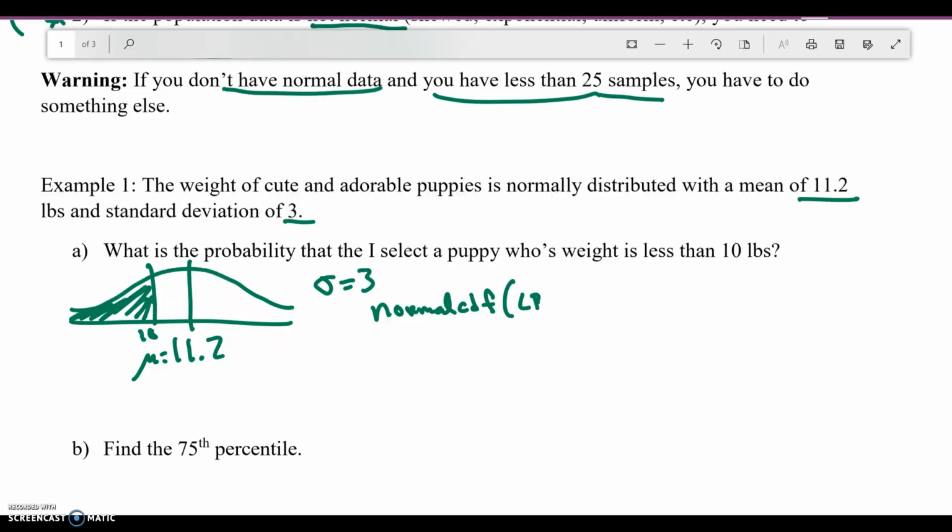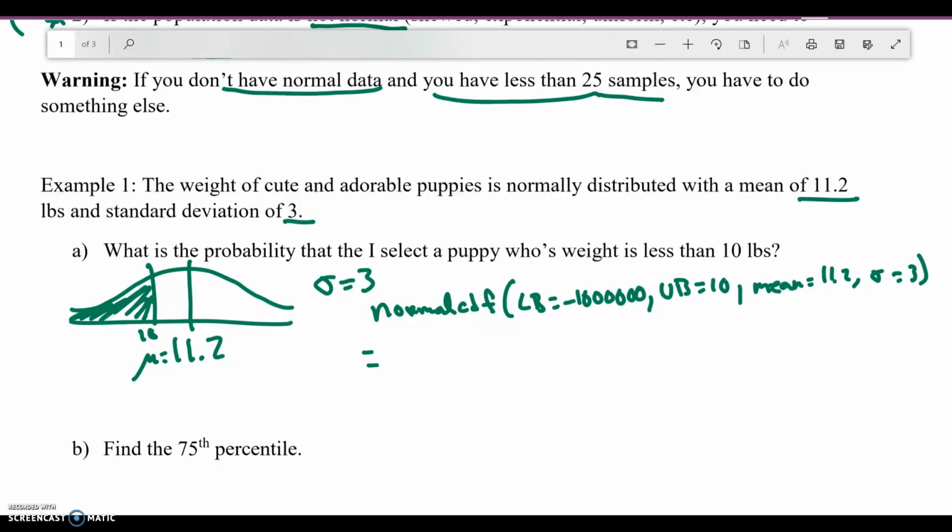My lower bound in this case is going to be minus infinity. Okay, so a really, really big negative number all the way to 10. So my upper bound is going to be 10. My mean, well, we know what our mean is. It's just 11.2. And my standard deviation is just going to be 3.